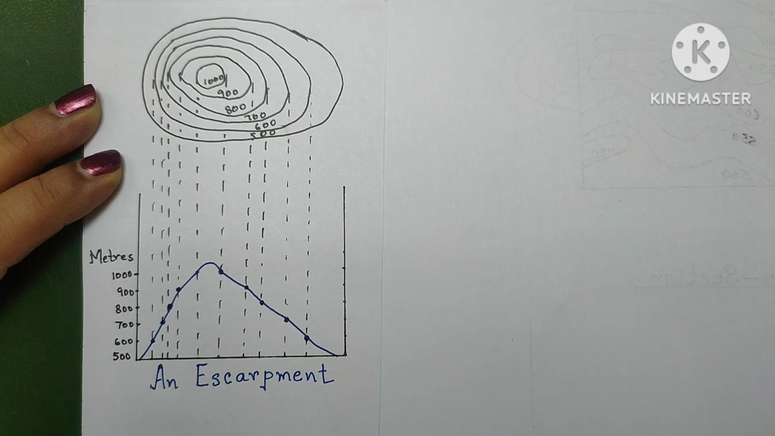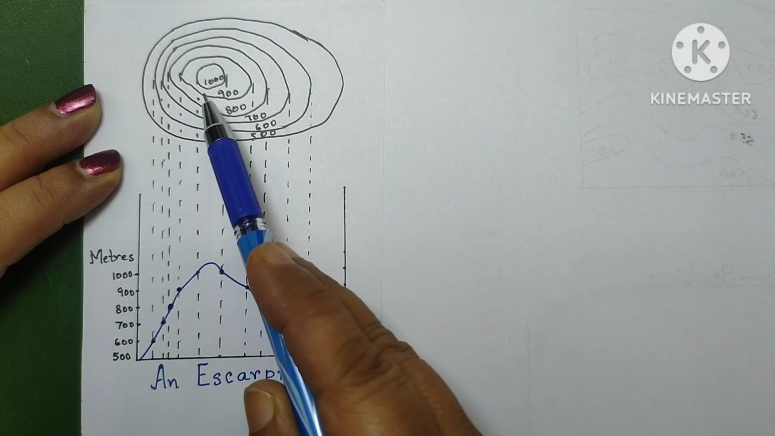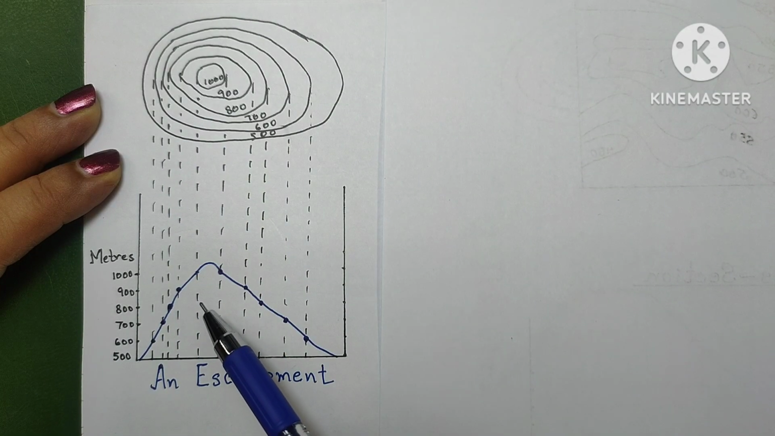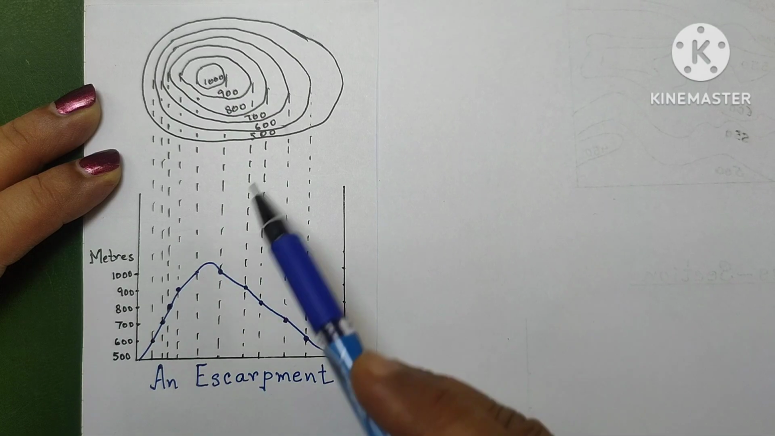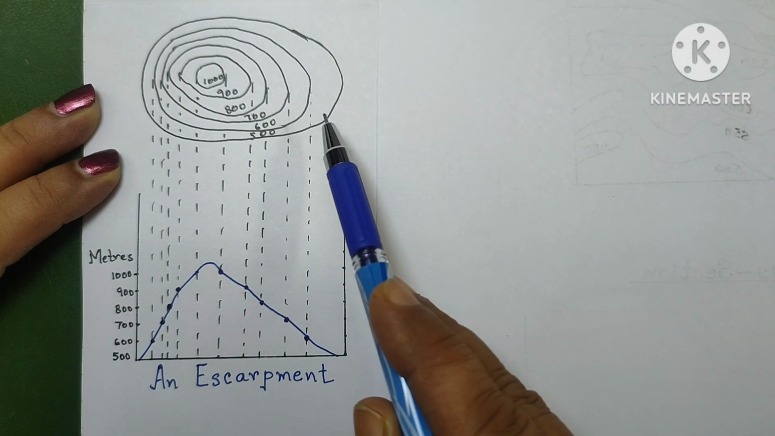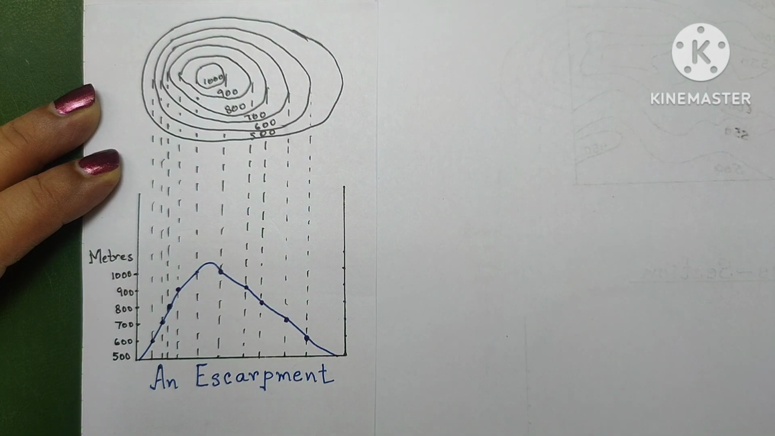This feature is an escarpment. An escarpment is an upland region having a slight flat top but a steep slope on one side and a gentle slope on the other side. We can see that the contour lines are very close to each other on one side, which shows that the slope is steep. And the contour lines are very far apart from each other on the other side, which shows that the slope is gentle.